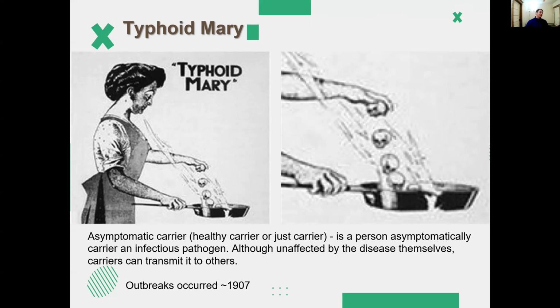And why this is important: an asymptomatic carrier, or healthy carrier, or just a carrier, is a person that asymptomatically carries an infectious pathogen. So they are not showing that they are sick. Very important here: although unaffected by the disease themselves, carriers can transmit it to others.